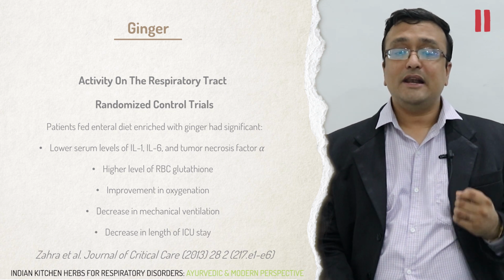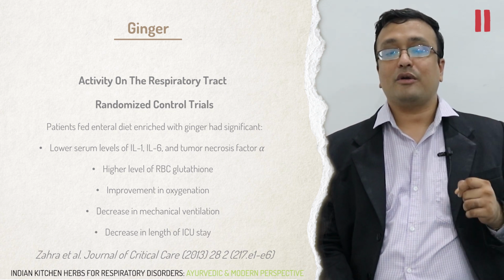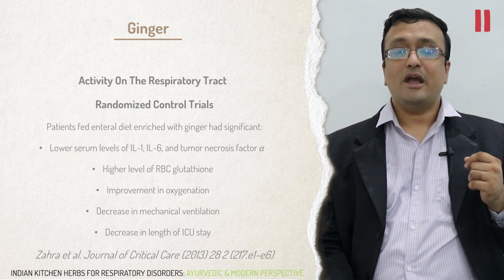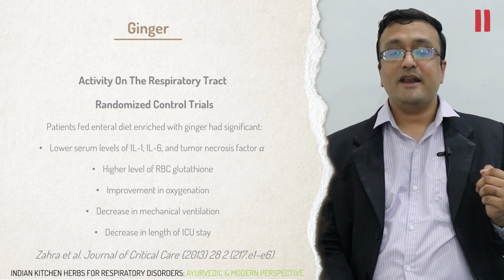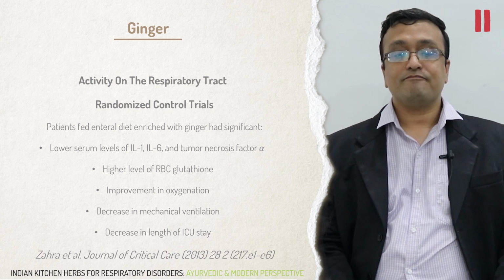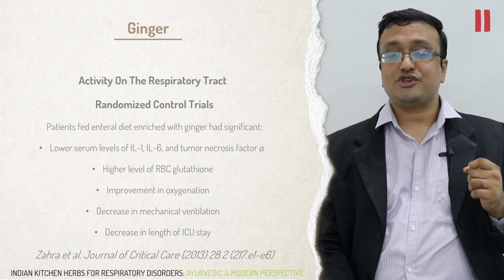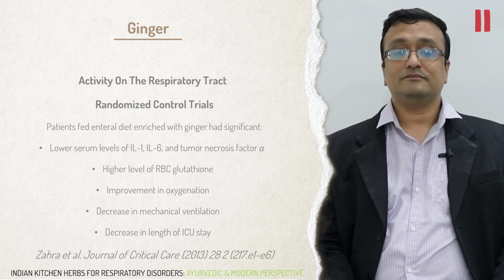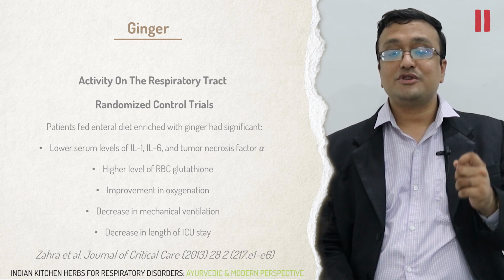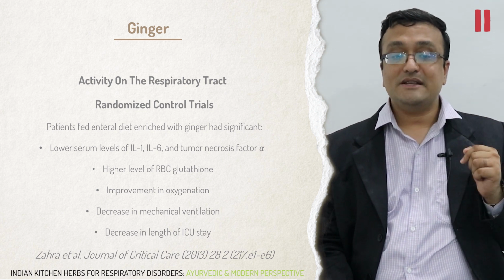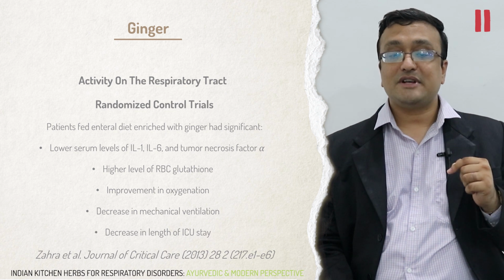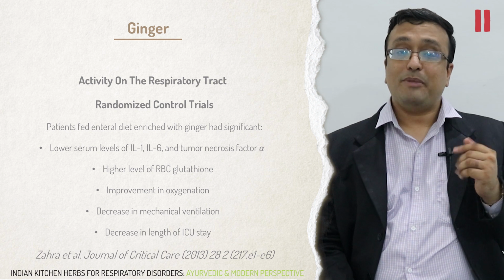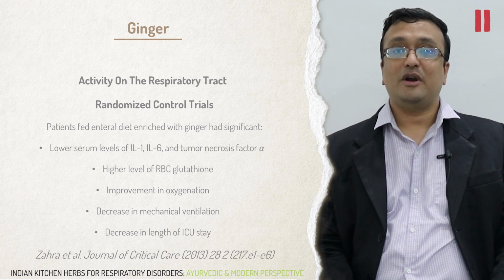Then a higher level of RBC glutathione was observed. Glutathione is an antioxidant inside the human body which neutralizes the harmful free radicals generated within the body. An improvement in oxygenation, that is, the oxygen taking capacity of the patients, was also observed. And a decrease in the use of a ventilator was observed, which means patients could start breathing by themselves rather than only rely on a ventilator. And the patients were also relieved from the ICU earlier.